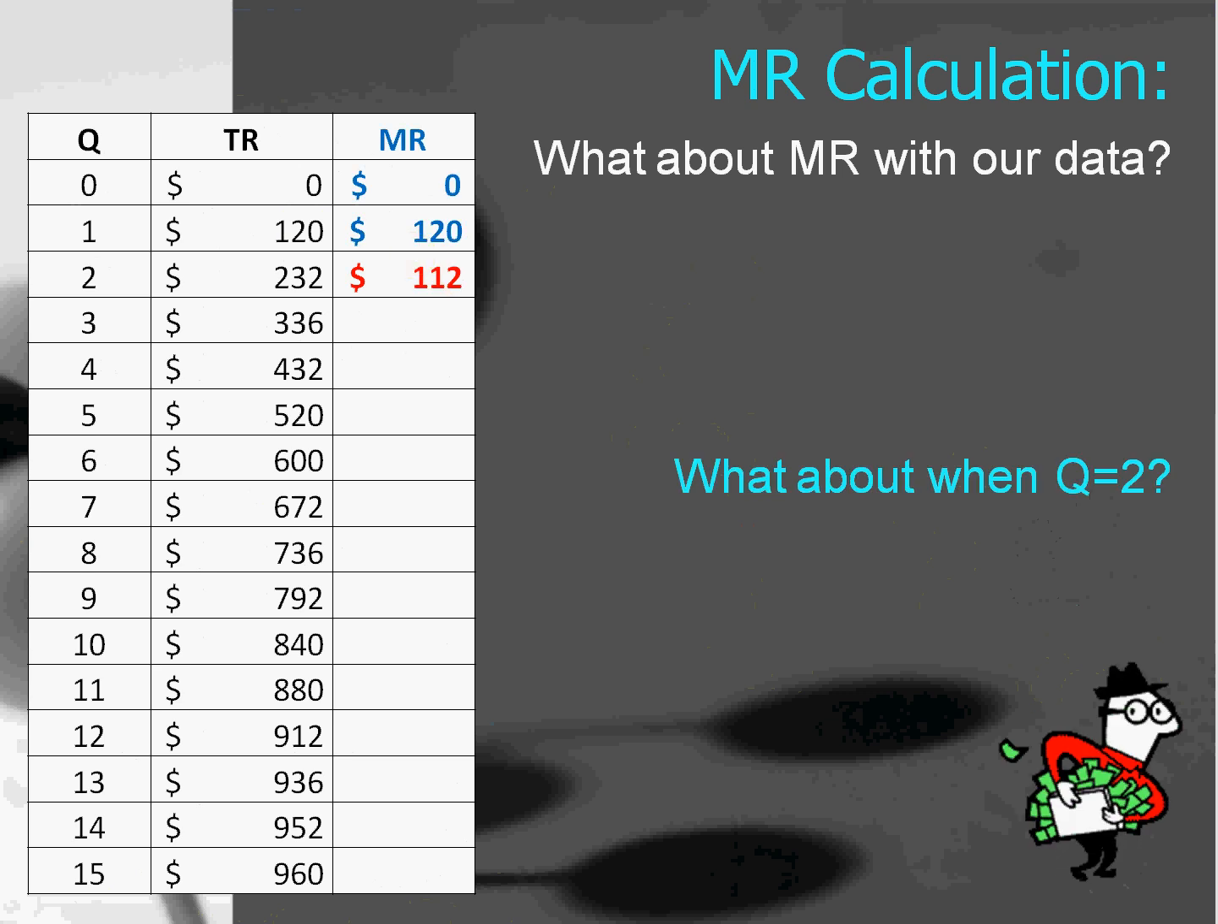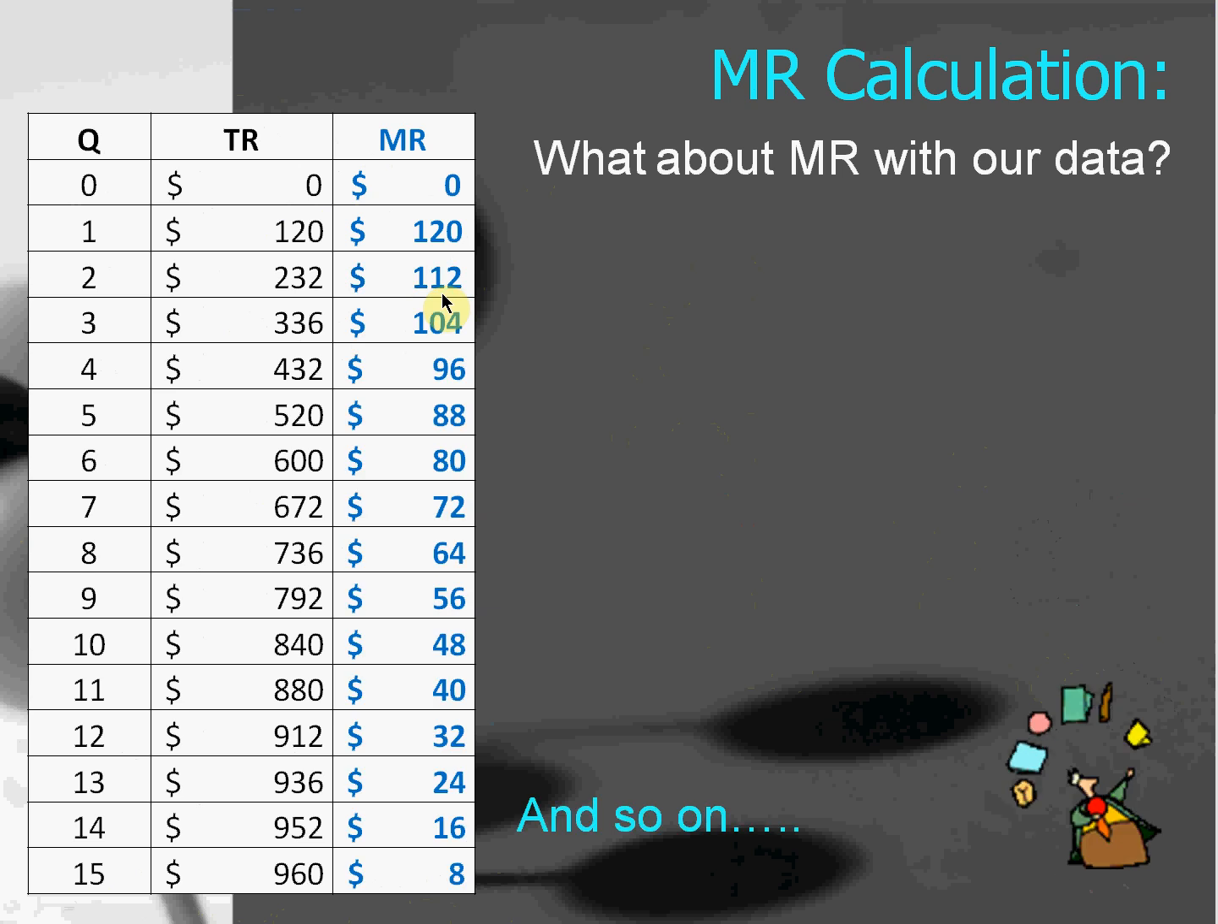What about for the second unit of production? Moving from a total of 120 to 232, the change was 112. Accordingly, marginal revenue can be computed as 112. Another way to do this is to say 232 minus 120 leaves 112. This process should continue until you've computed the marginal revenue values for each corresponding quantity value. As you can see here, marginal revenue goes from 120 down to 8.